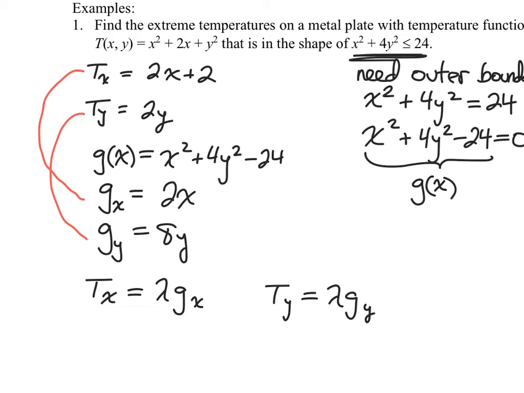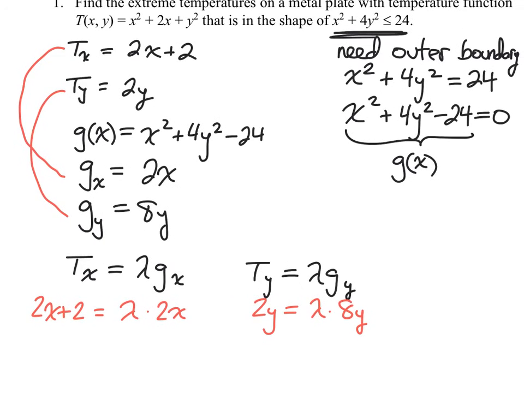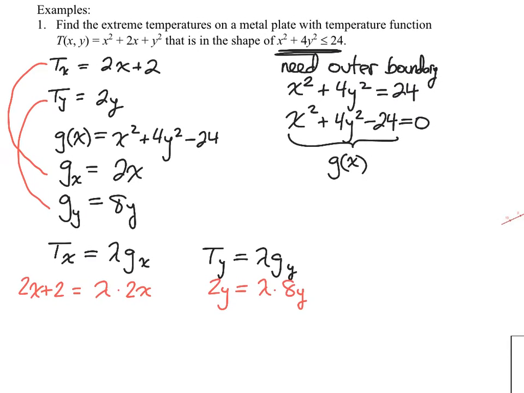All right, so 2x plus 2 is going to be equal to lambda times 2x. And then 2y is going to be equal to lambda times 8y. There is no z, we don't have a function defined in terms of x, y, and z, so I don't have to worry about partials with respect to z. All right, so I have lots of relationships here that I could play around with. It's just a matter of fleshing out what the value of lambda is.